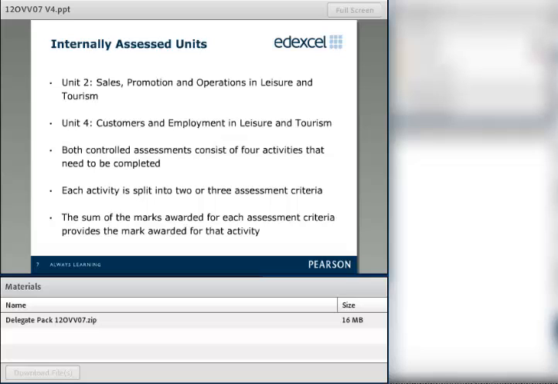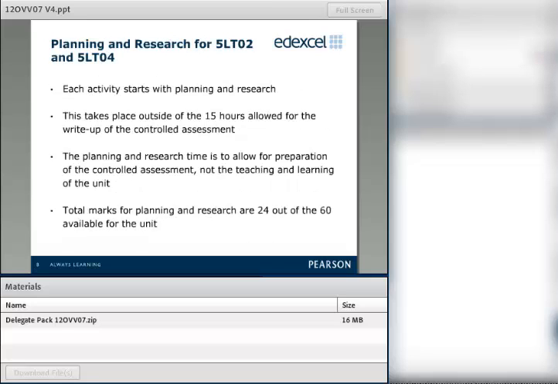Right, so without further ado, I'm going to look at planning and research, possibly because this is the biggest part. It's common to both of the units. For every single activity, the candidates have to actually produce a plan, and the whole idea, obviously, is that the candidates do produce the plan.